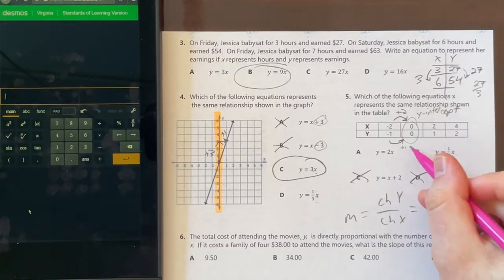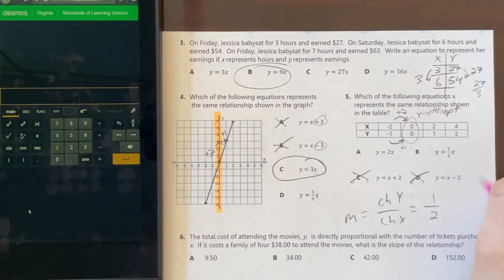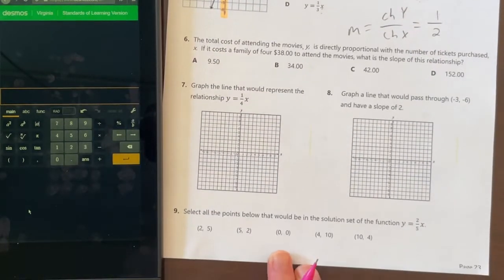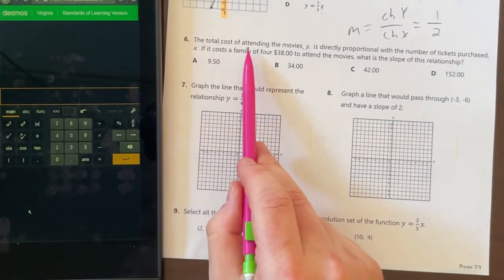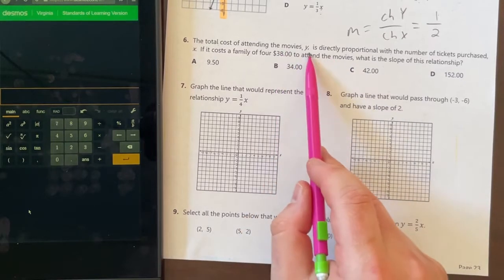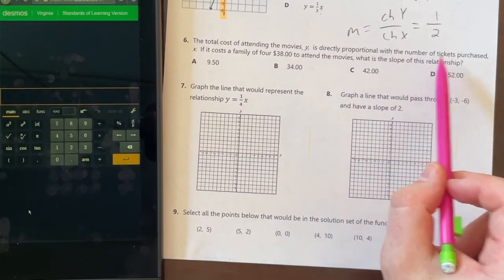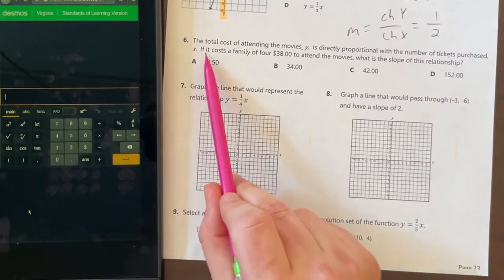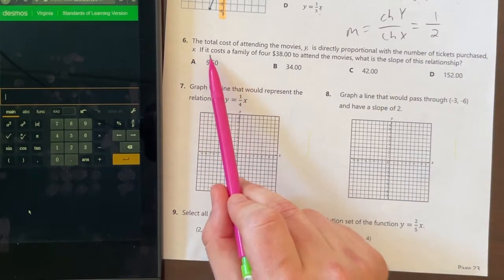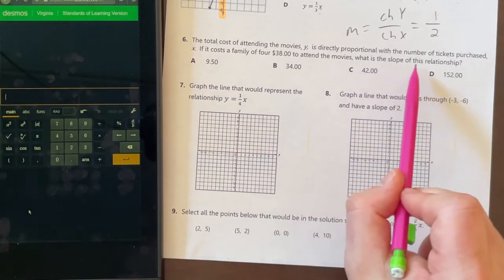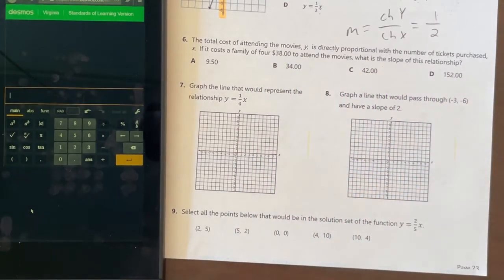So we said 1 over 2, and so we're going to have that as our equation. Moving on to number 6, it says the total cost of attending the movies y is directly proportional with the number of tickets purchased x. If it costs a family of 4 $38 to attend the movies, what is the slope of this relationship?